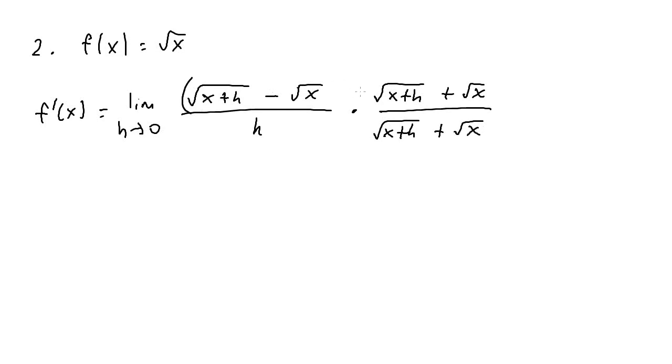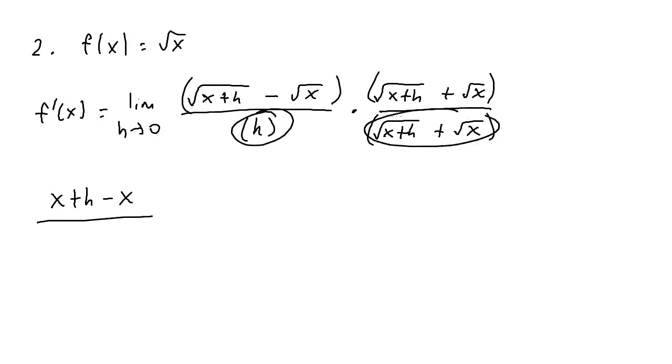So now I can go ahead and FOIL the numerator and just multiply the denominator here. So when I multiply, we'll get the square root of x plus h times the square root of x plus h, which is just going to be x plus h, and then negative square root of x times positive square root of x, which is just going to be negative x, over, and I'm not going to distribute the h, I'm just going to leave it as it is, so we have h times the square root of x plus h plus the square root of x on the denominator.